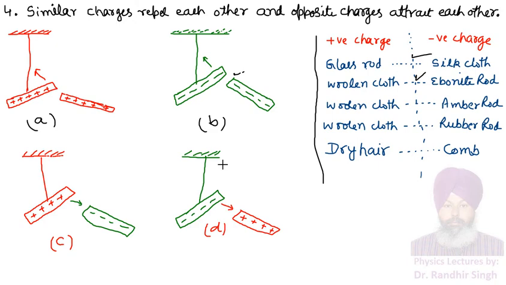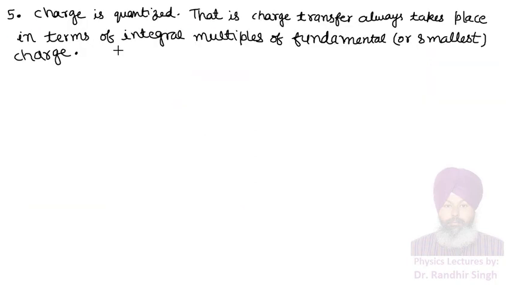Let us now go to the next property. The fifth property of charge is that charge is always quantized. You can also assume it to be like the charge possesses graininess. Just as grains of sand are there, each sand grain is complete in itself and different from the next sand grain, so we can count these sand grains.